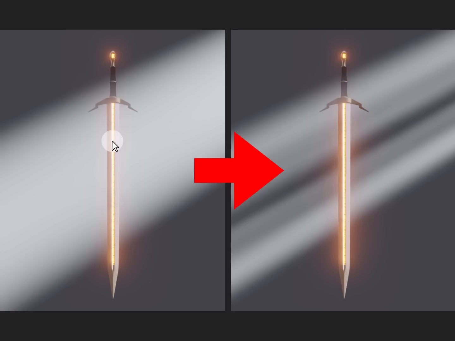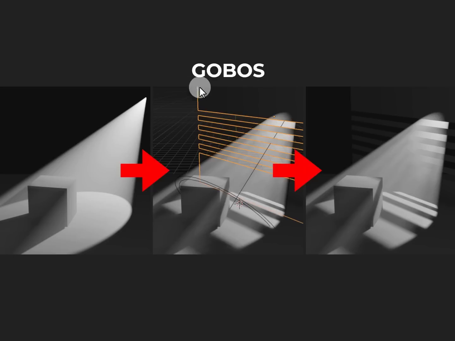The problem we're trying to solve now is that our volumetrics look very flat, and our goal with this chapter is to make them feel a bit more organic, adding some details into the light rays. And we're going to do this with the help of Gobo objects.